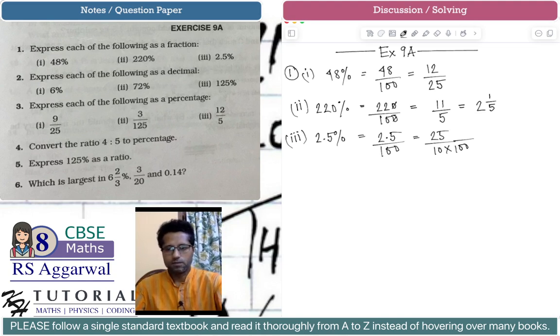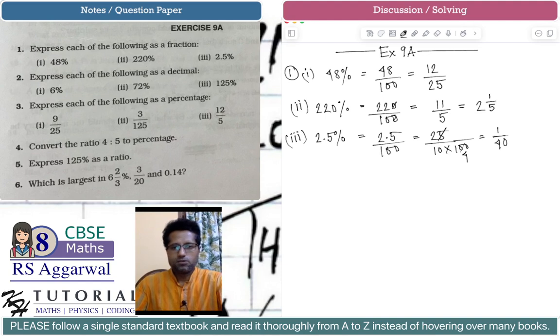Now we have to reduce it to its simplest form, and 25 cancels 100 with 4, and this is equal to 1 by 40. So 1 by 40 is the equivalent fraction of 2.5 percentage.